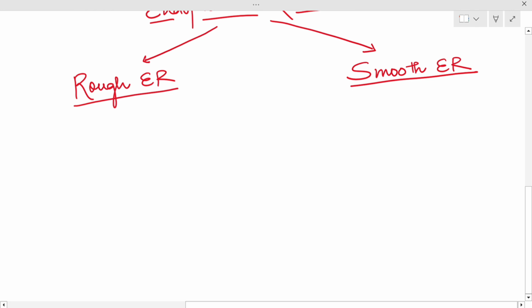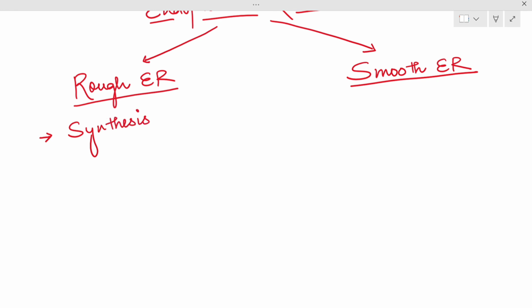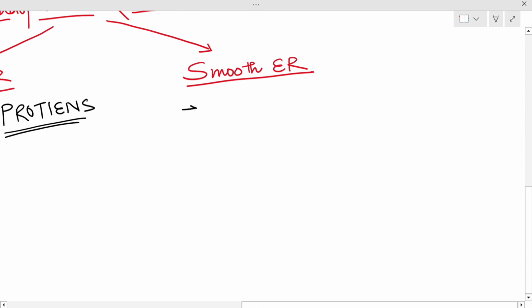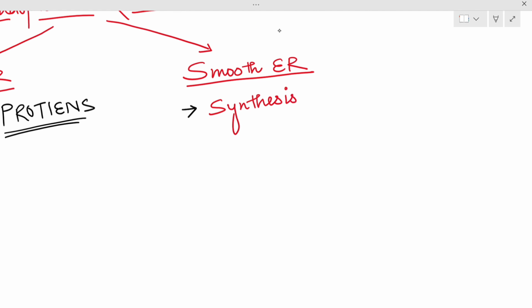The main function of rough endoplasmic reticulum is to synthesize proteins. Okay. The main function of rough endoplasmic reticulum is to synthesize proteins, whereas the main function of smooth endoplasmic reticulum is to synthesize lipids. Okay.